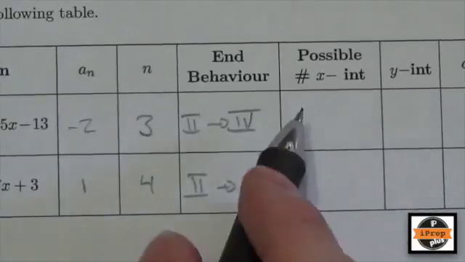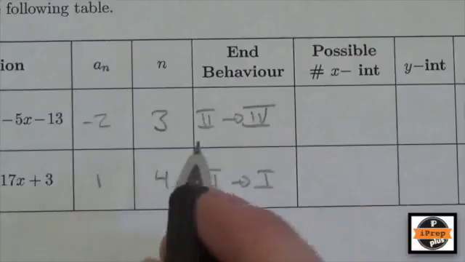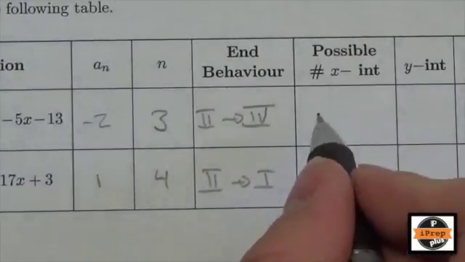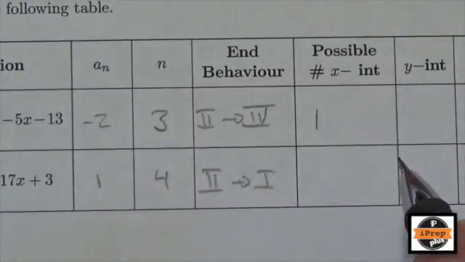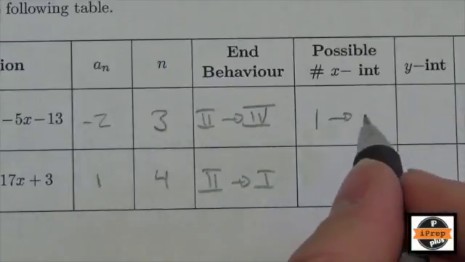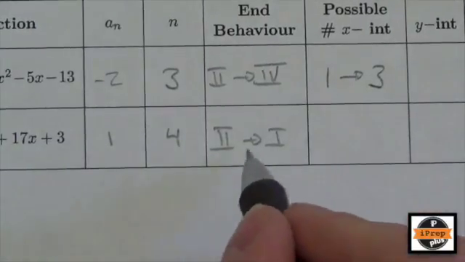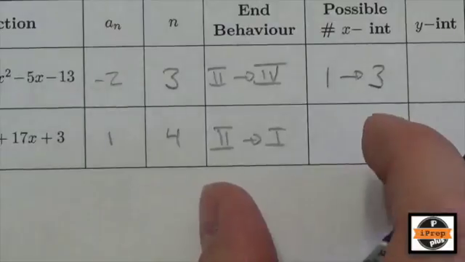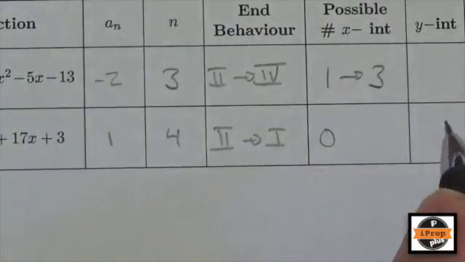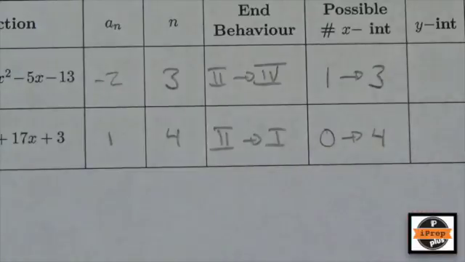Now the possible number of x-intercepts. When it comes to an odd degree function, we know that it's got to have 1. Odd functions are going to have at least one real root. And because this is a cubic, it could have up to 3 x-intercepts. Because this one is an even function, it could have no x-intercepts, but it could go up as high as 4 x-intercepts when all's said and done.